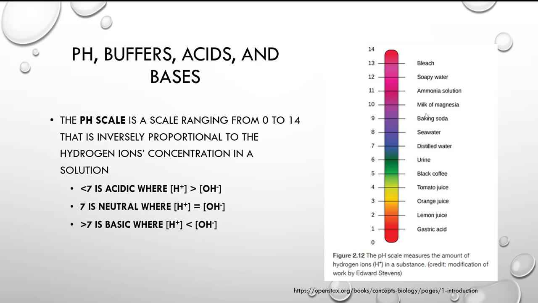Then you see some other things. Bleach is on the opposite side of the scale, so it's very alkaline. Baking soda is pretty alkaline. Orange juice, lemon juice, and tomato juice are all pretty acidic.